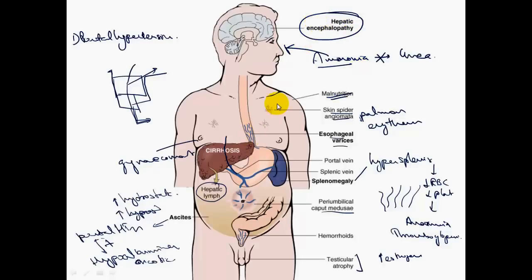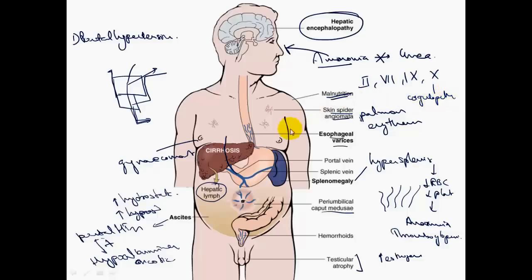The liver is also not going to produce those coagulation factors which are produced in the liver, for example factors 2, 7, 9 and 10. These are the factors which are produced by the liver. So if these factors are not being produced, the patients will also have coagulopathies, right? They will have coagulopathies.